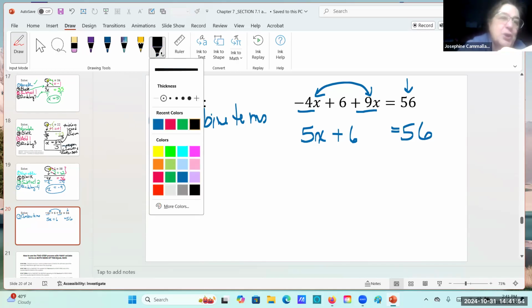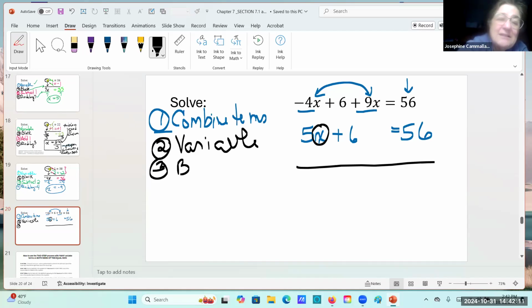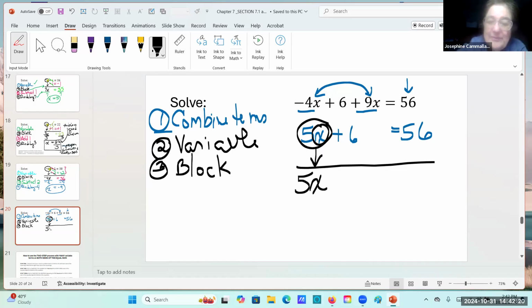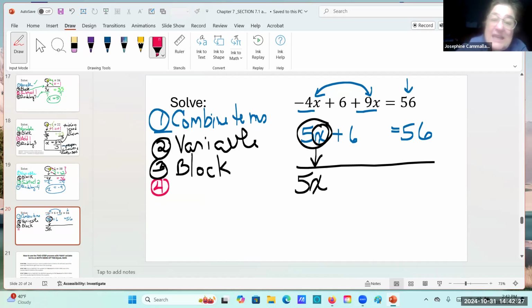Now, step number 2. The variable. Well, as you see, I have only one x. So this brings me to the block. This 5x term is coming down. My next step, this 6 is adding to 5x. So I'm going to subtract 6 from both sides.